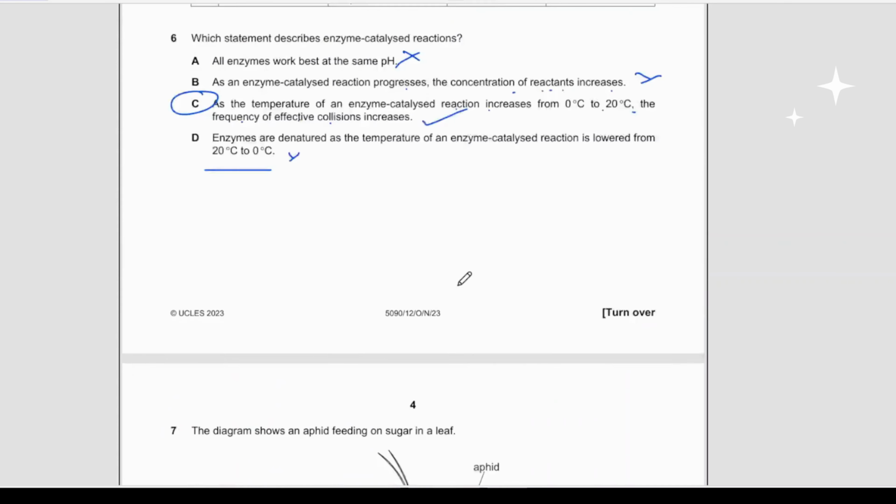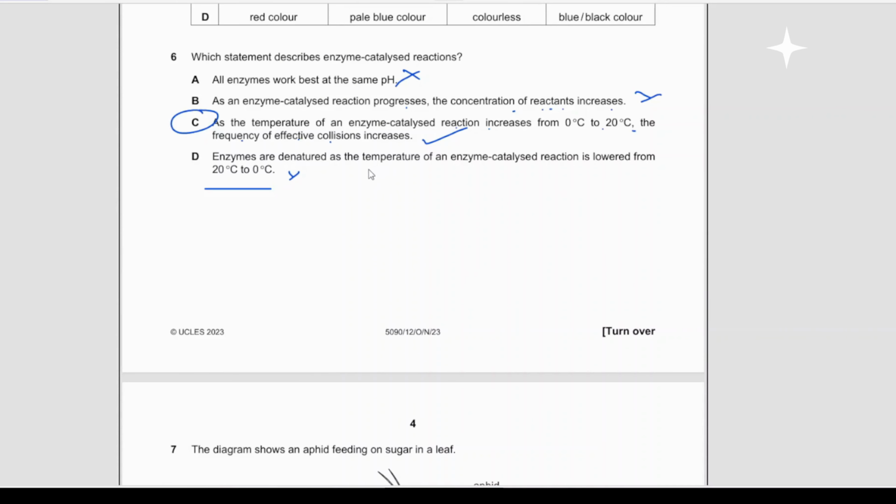Wait, you're saying pH, temperature, temperature. Yes, pH is different for every enzyme, so it can get denatured at a higher pH as well. Moreover, one more thing you must know: if denaturation happens because of temperature, it is irreversible. But if denaturation happens because of pH, it can be reversible. Okay?